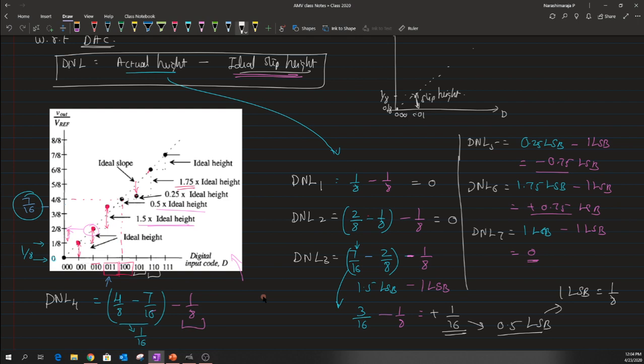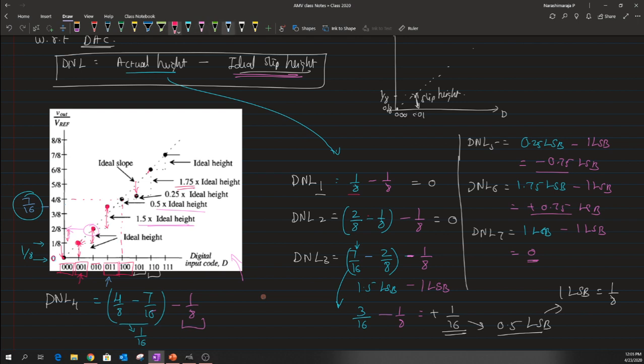So, we begin with DNL of 1, where we look at the decimal equivalent value of this 001 and then check for the point. Check for this particular point and try to measure the height by measuring from its previous value. The previous dot, when we had a value of 000, had an output equal to 0. So, from that value to the current value that we are taking as DNL of 1, that height is basically 1 by 8, and that is taken as the actual height, and that has to be subtracted by an ideal step height.